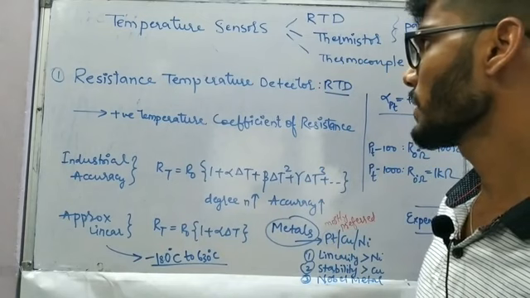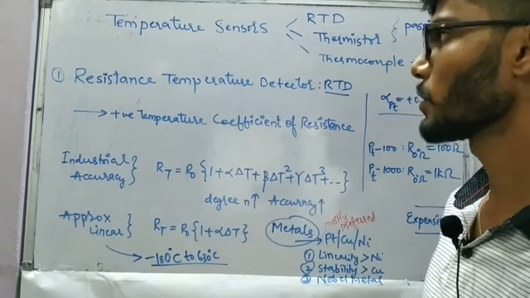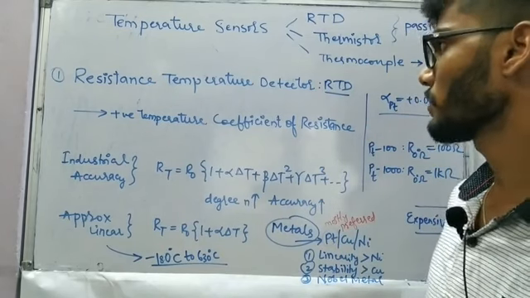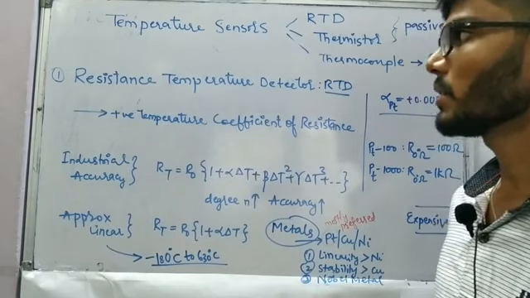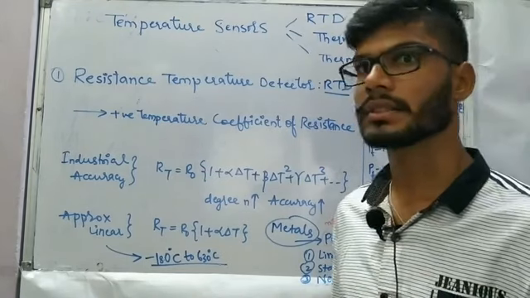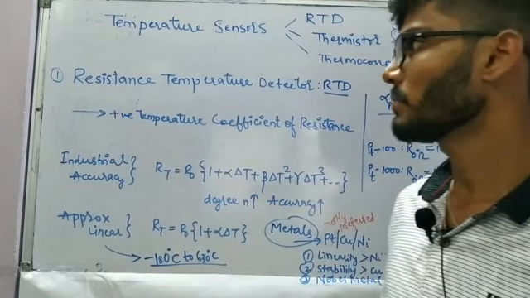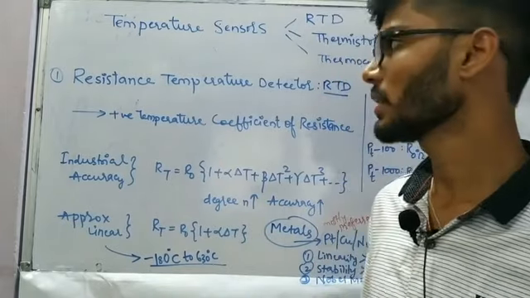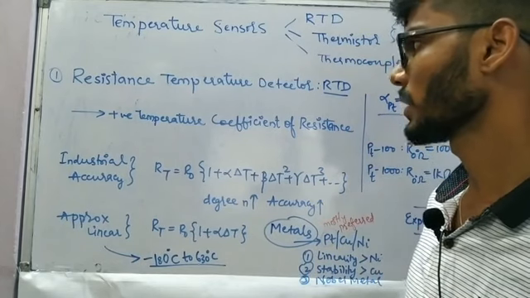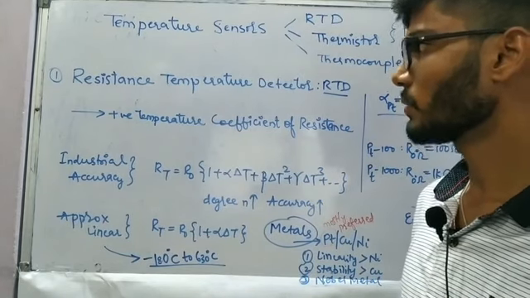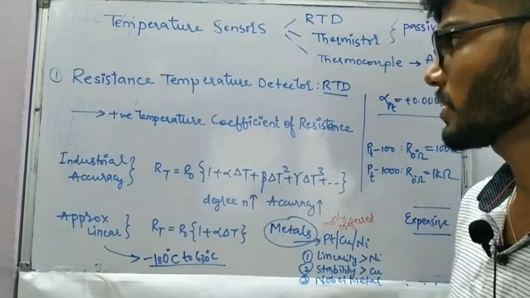So resistance temperature detector RTD is going to have a positive temperature coefficient of resistance. What does that mean? Positive temperature coefficient states that if the temperature of our medium which we wish to measure is going to increase, the resistance of our sensor will also increase. So that's the meaning of positive temperature coefficient.